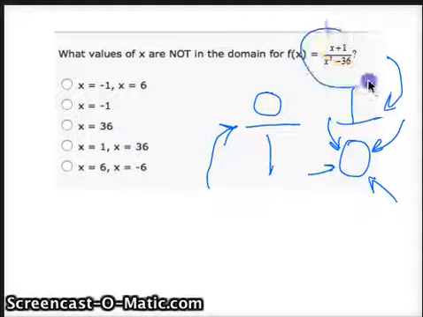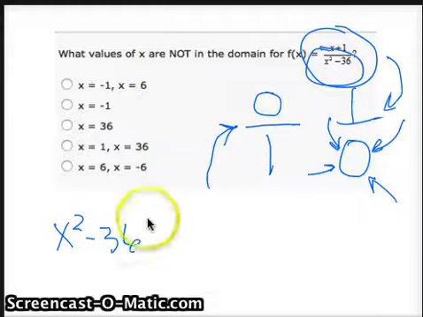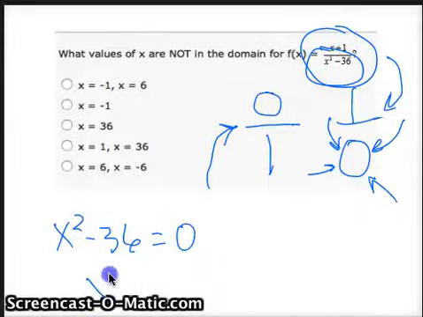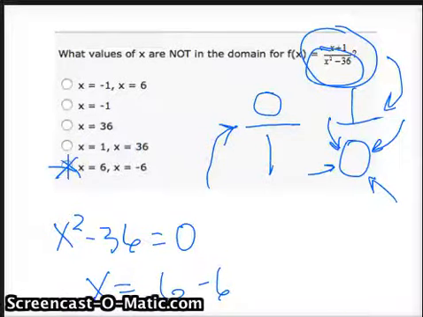So if we look over here, I'm only concerned about the denominator, x squared minus 36. Whether you factor or you set that equal to 0, there are two values that cause that to be 0. One is plus 6, and the other one is minus 6. So we're looking at this particular answer right here. These are the exceptions for the domain. Make sense?